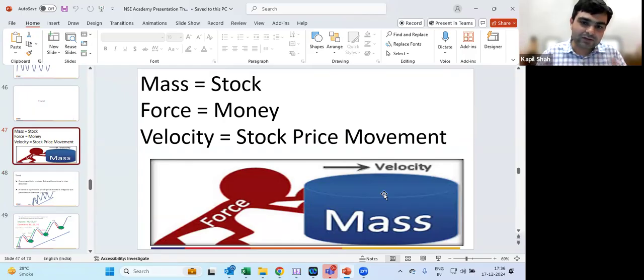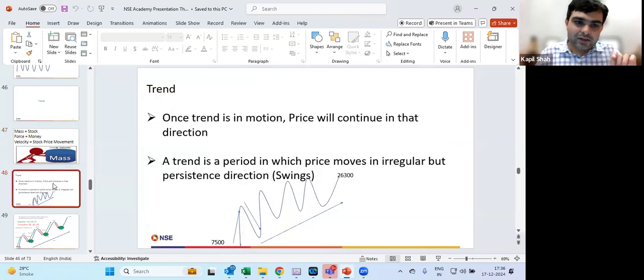So in the context of the market, mass is nothing but a stock. Force is the money flow, whether money is flowing into the stock or flowing out of it. Based on that, you will find the velocity. If a stronger inflow happens, price will move up like anything. If a stronger outflow happens, price will fall down like anything. So this is the basic idea about the trend. In a trend, once the trend is in motion, price will continue in that direction.